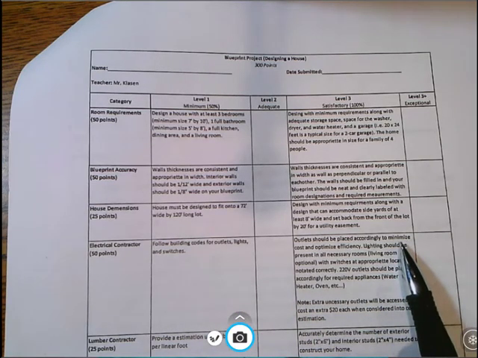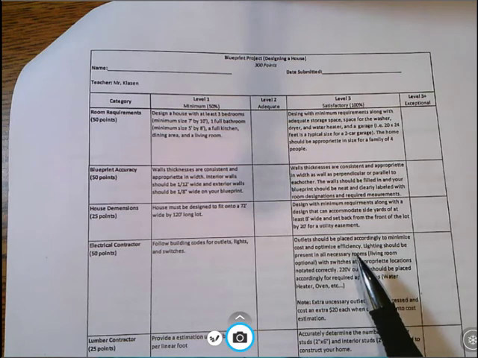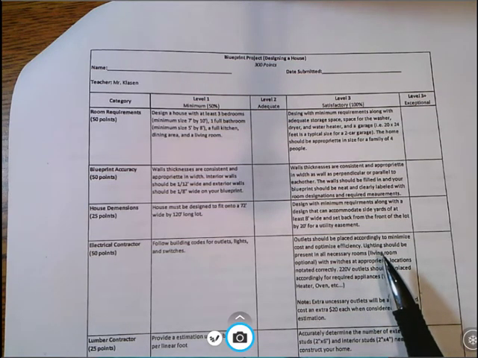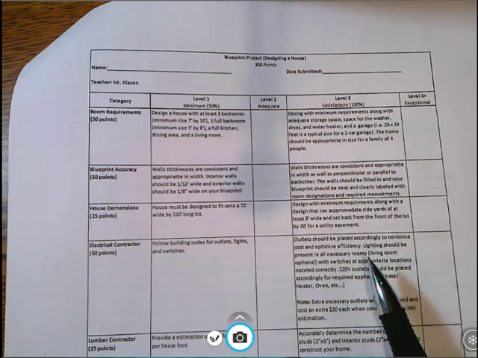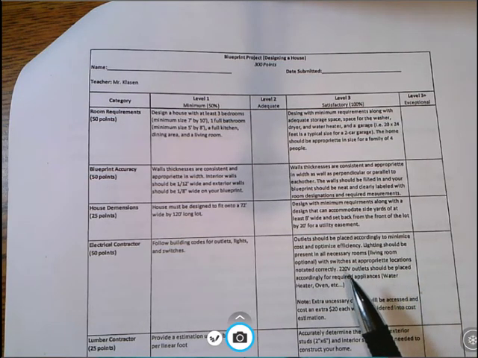Now, outlets should be placed according to minimum cost and optimized efficiency. So I'm just talking about, don't put in hundreds of millions of outlets. Don't put hundreds of millions of lights. Lighting should be present in all necessary rooms. Living room is optional, with switches at appropriate locations notated correctly.